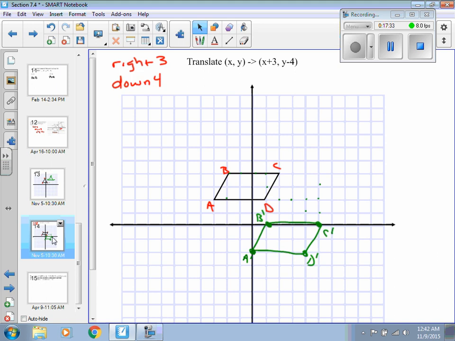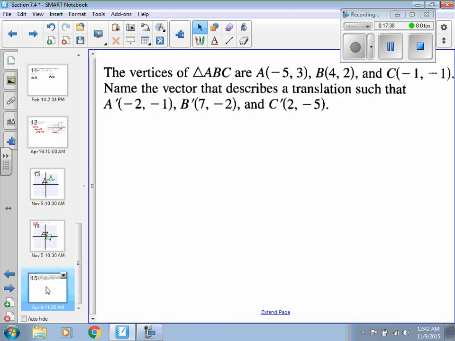Now, in some of the homework tonight, you might see some problems where we don't have to actually fill in the points, or you might have to just find your coordinates without actually doing the graph. The vertices of triangle ABC are A at (-5, 3), B at (4, 2), and C at (-1, -1). We want to name a vector that describes a translation so that we get the points A prime, B prime, C prime. Again, when you're trying to find that vector, you don't have to do all 3 pieces. You just have to pick one.